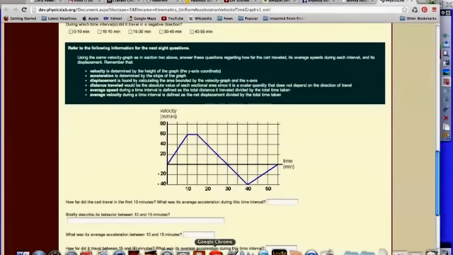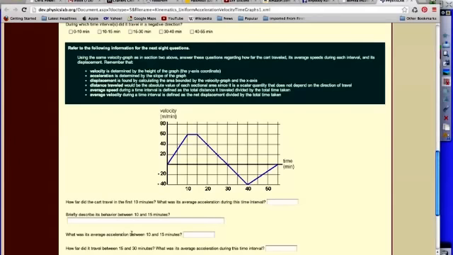Okay, so how far did it travel in the first 10 minutes? 300 meters. Briefly describe the behavior between 10 and 15 minutes. That would be right in here. The velocity is constant. If we wanted to know how far it traveled, we would find the area of that rectangle. That's 5 minutes on a base and 60 meters per minute on the height.